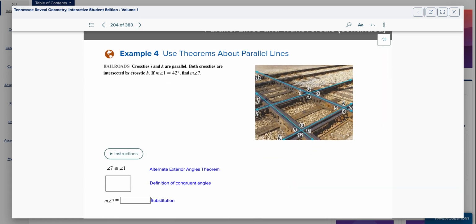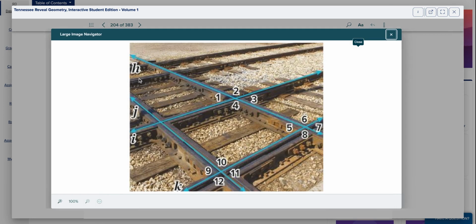Okay, you guys, so we're going to use the theorems about parallel lines. So it looks like I've got, okay, this is line J, line H are parallel, and I is going to be parallel to K.